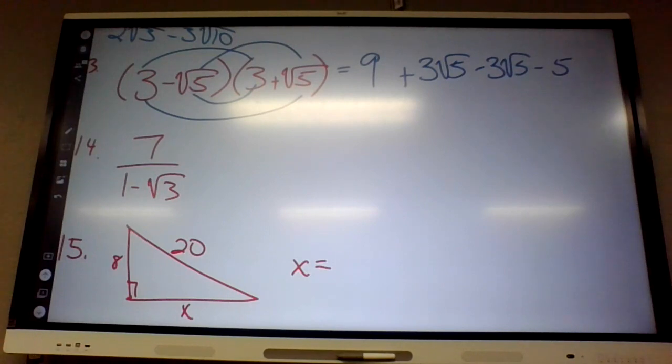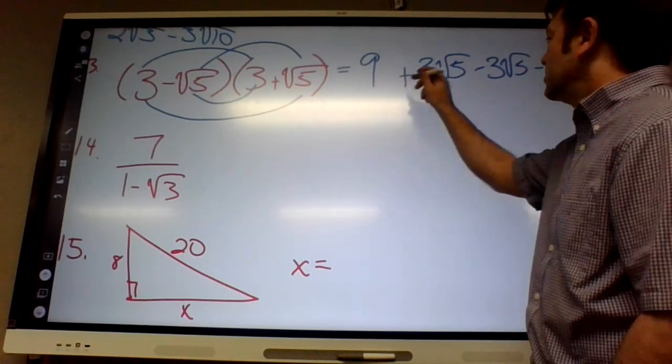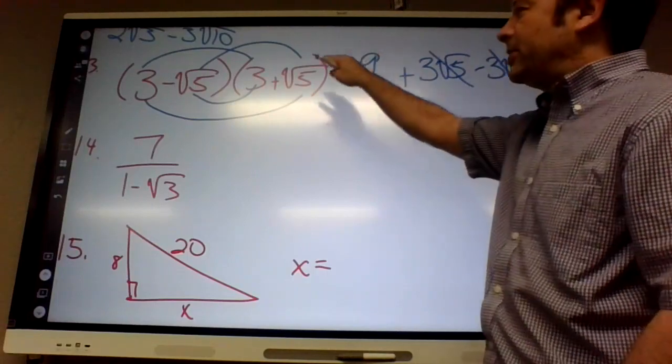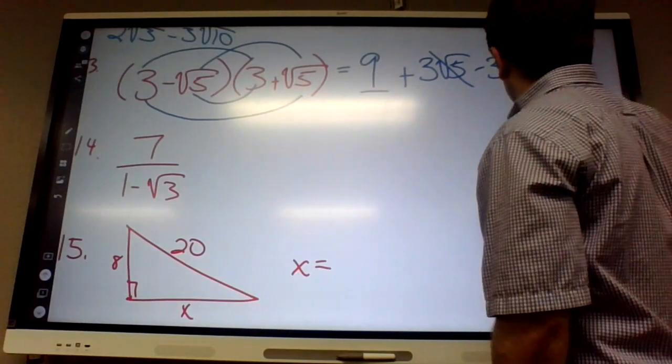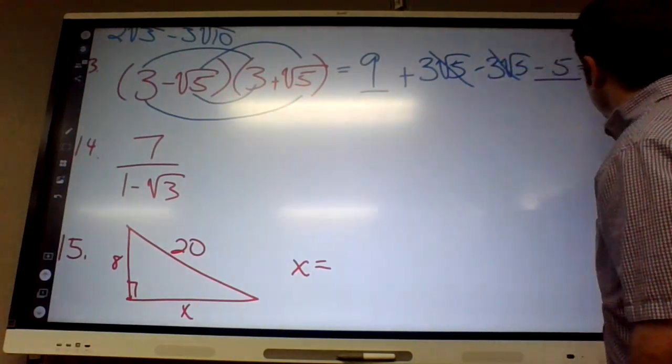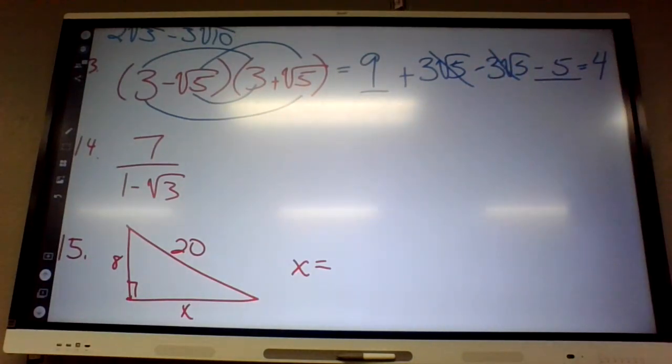Okay, is there anything else we can do? Yes, you can cancel out the middle. Remember, on conjugates that always happens, right? What else? 9 minus 5, right? Yeah, 4. Okay.